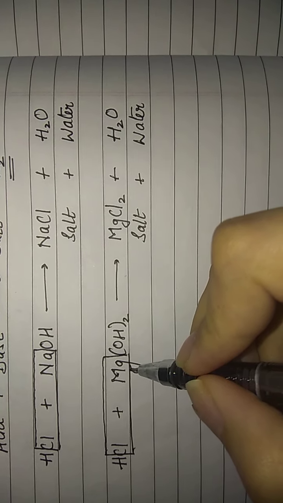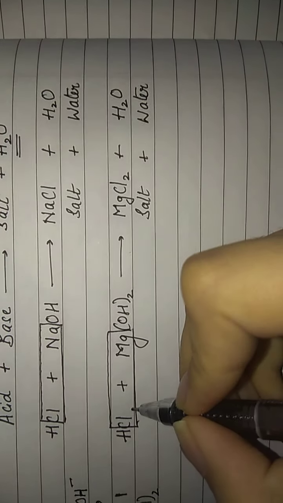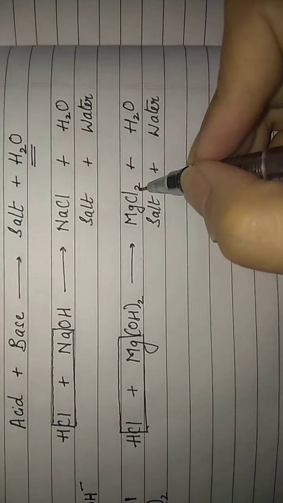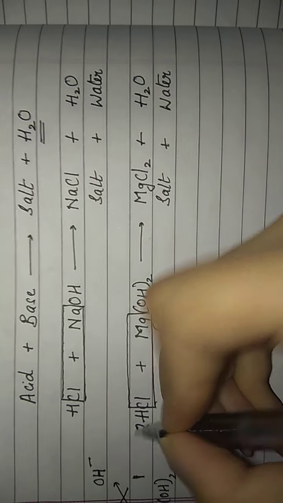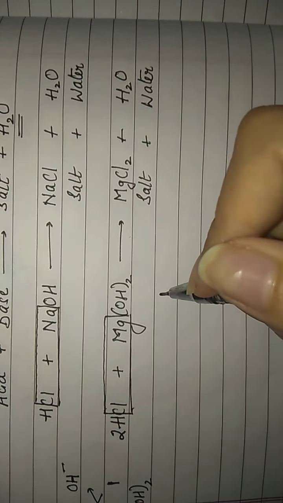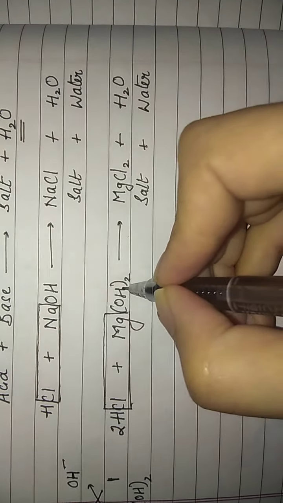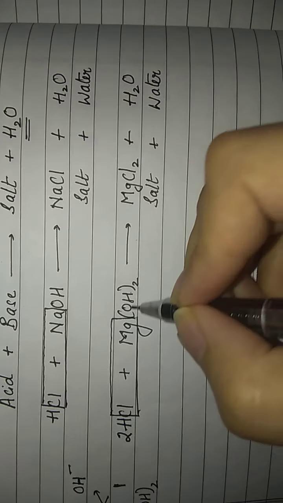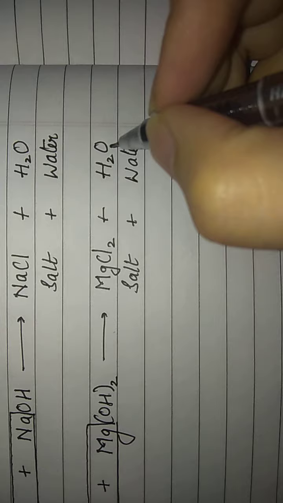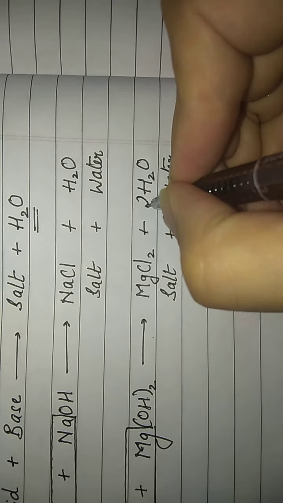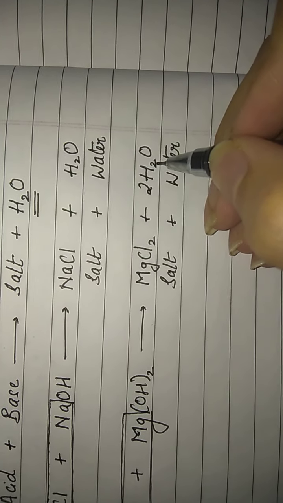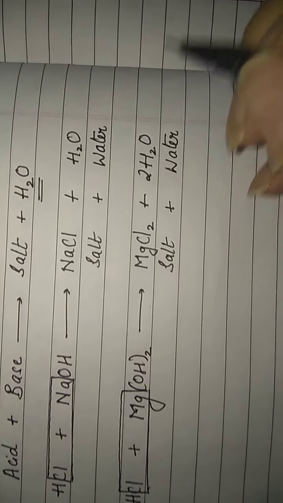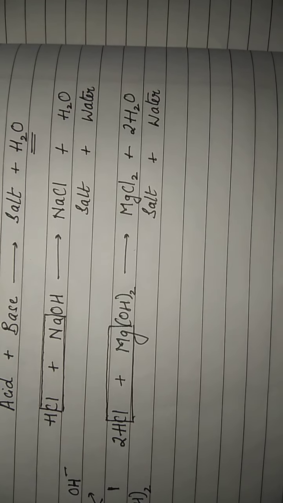I have one Mg on the left, one Mg on the right. I have one Cl on the left while I have two Cls on the right. So let me make this as 2. Okay. Now let us check for hydrogens. I have two hydrogens here and I have two hydrogens here. So total hydrogens on the left hand side become 4. While on the right hand side I have only two hydrogens. So let me put a 2 here. Now on the right side also I have two hydrogens. 2 multiplied by 2 gives me 4 hydrogens on the right hand side. So now my hydrogens are also balanced.